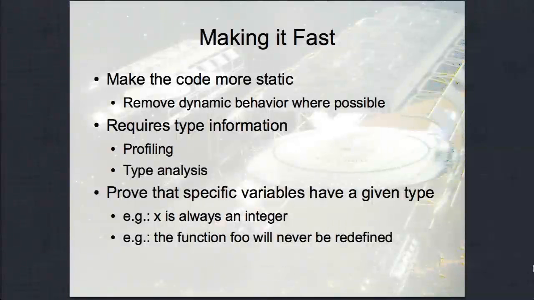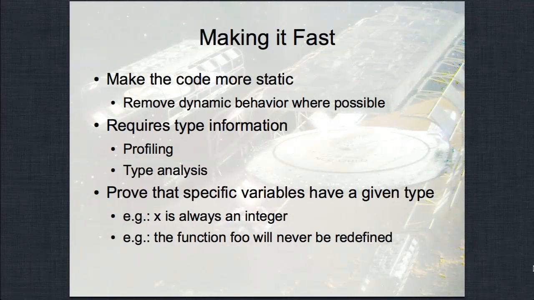So if you want to make the code faster, if you want to optimize dynamic languages, a key aspect of this is to basically make the behavior more static. So remove the dynamic behavior, the dynamic dispatch, when you can prove that it's possible. And doing this requires access to type information. Now, you can get some of this type information through profiling, so observing the behavior of the program at execution time. But a better way to do it, I find, is using type analysis.